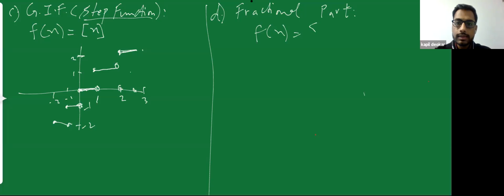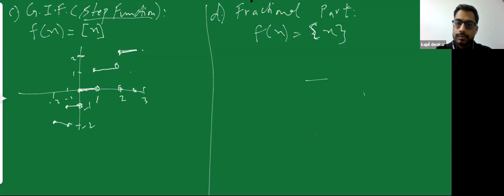Fractional part is written in this way: F of x is equal to x in curly brackets. So for mod, how do we represent mod? Between two lines. How do we represent step function? Between square brackets. And how do we represent fractional part? We represent using curly brackets. Now, what does a fractional part or fractional function mean?